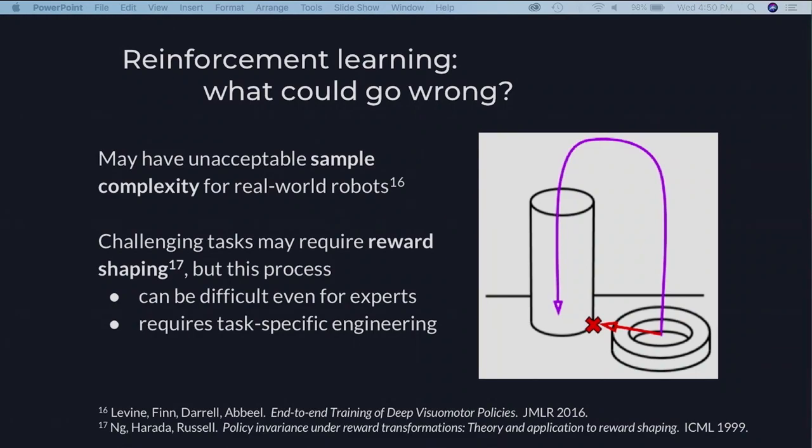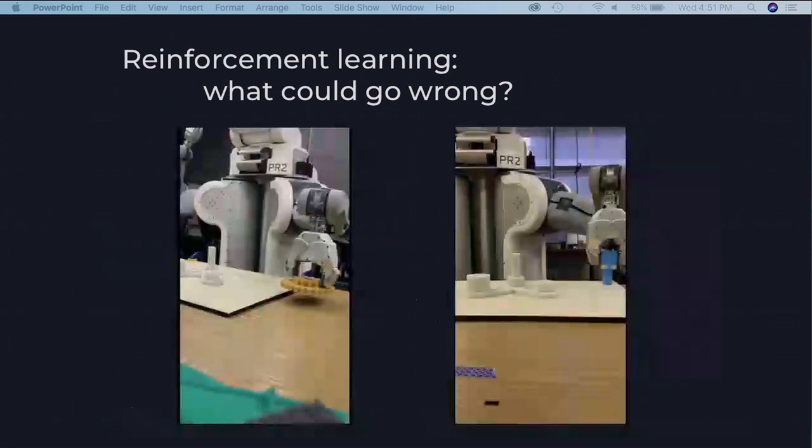So to combat this issue, some people engage in reward shaping, which means that you essentially can hand design a reward function which guides the learning process in order to solve this challenging task. But it turns out that reward shaping is pretty difficult, even for experts, as a result of unintended consequences. And what's worse is that it requires task-specific engineering. So even if you design a reward function for one task, once you have a new task, you have to start that process over again. So we want to reduce the amount of engineering effort that's required, so we don't want to do this.